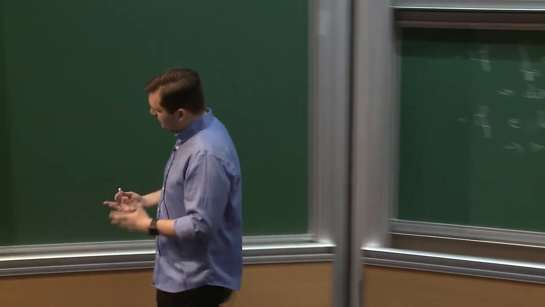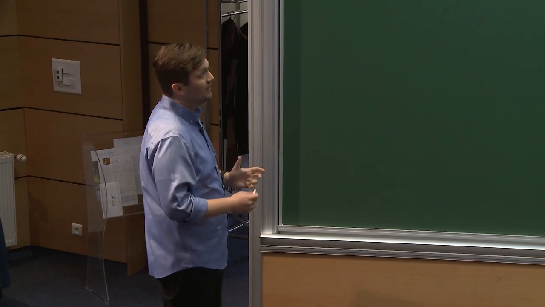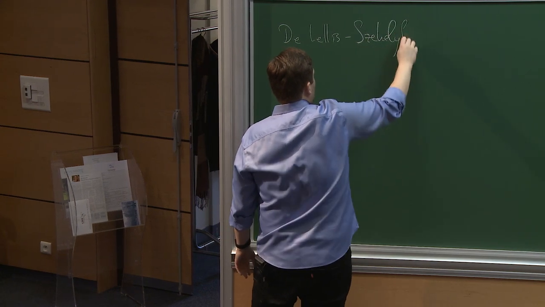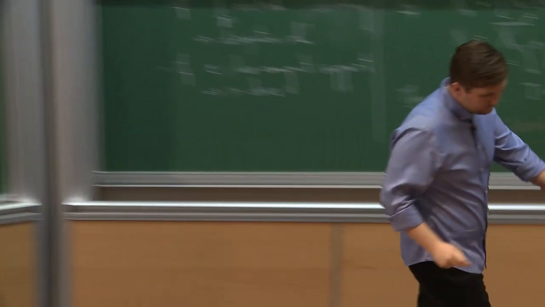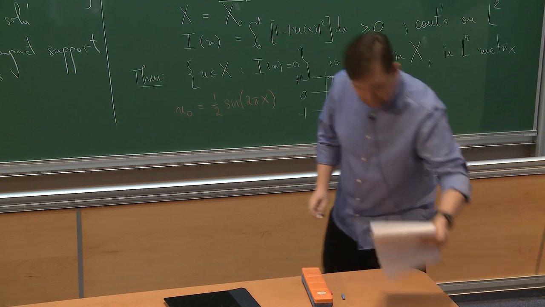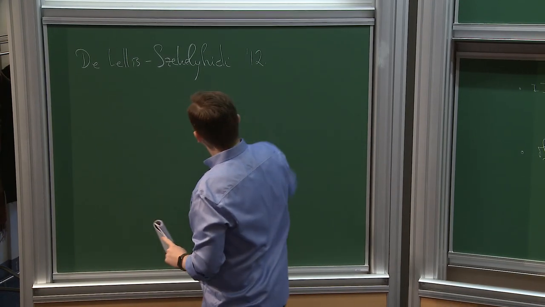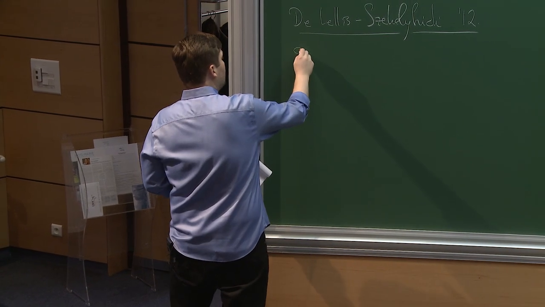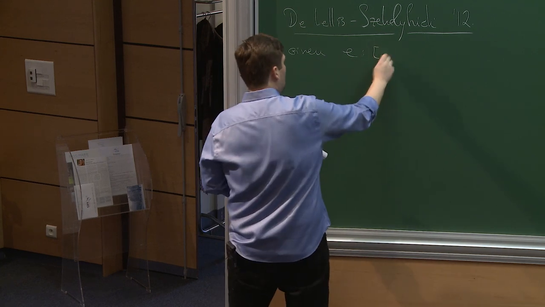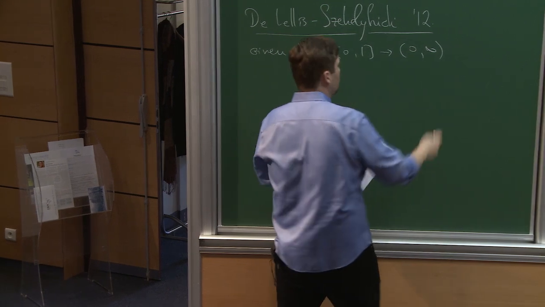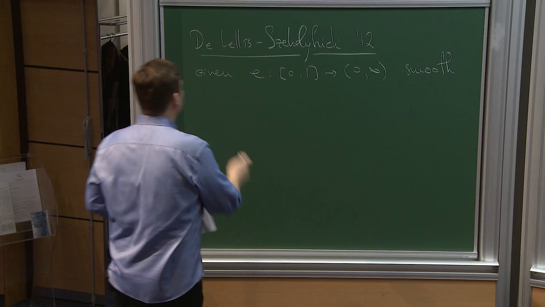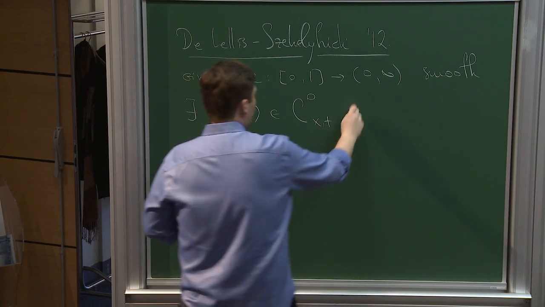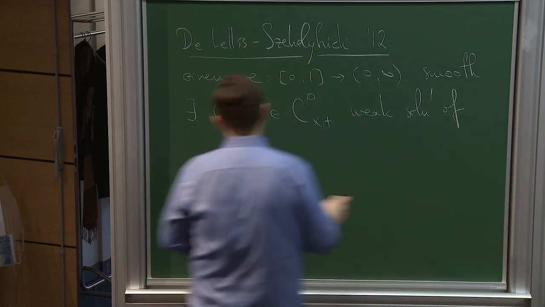And this I thought, and I still think, is the fundamental contribution of Camilo and Laszlo. So they again, and I think this is 2011 or 12, this was an Inventiones paper, which really was the breakthrough towards this Onsager conjecture: given e from [0,1] into (0, infinity) smooth, there exists many u in C0, weak solution of 3D Euler.